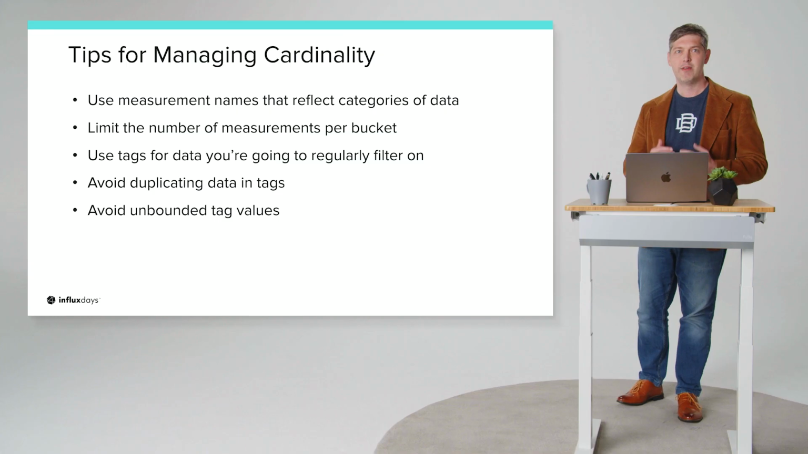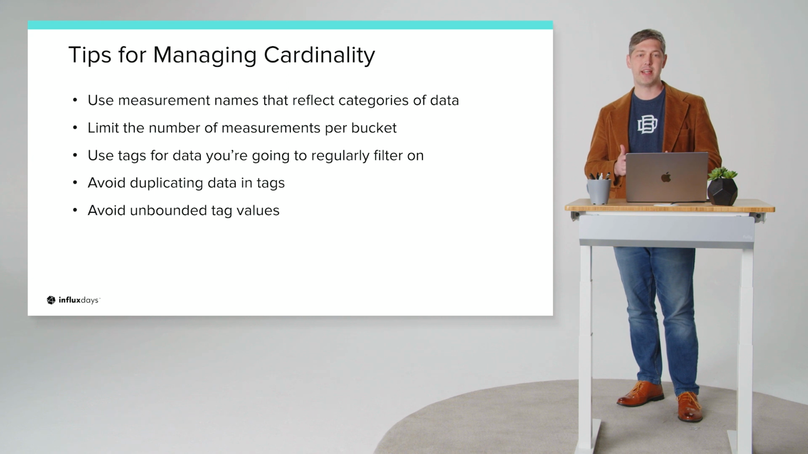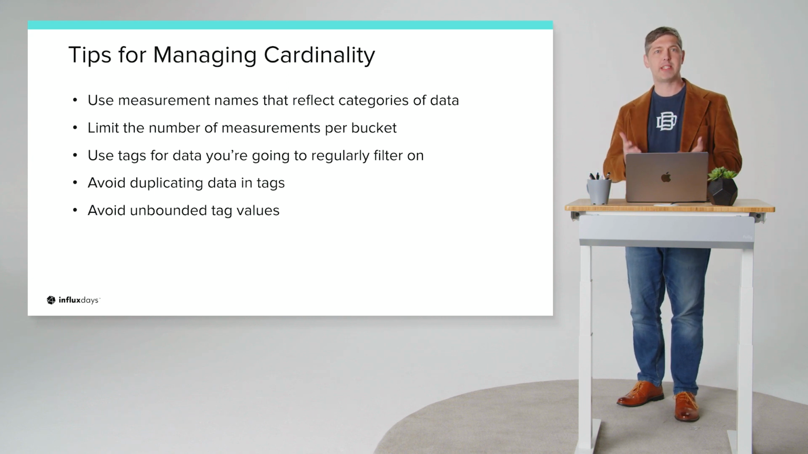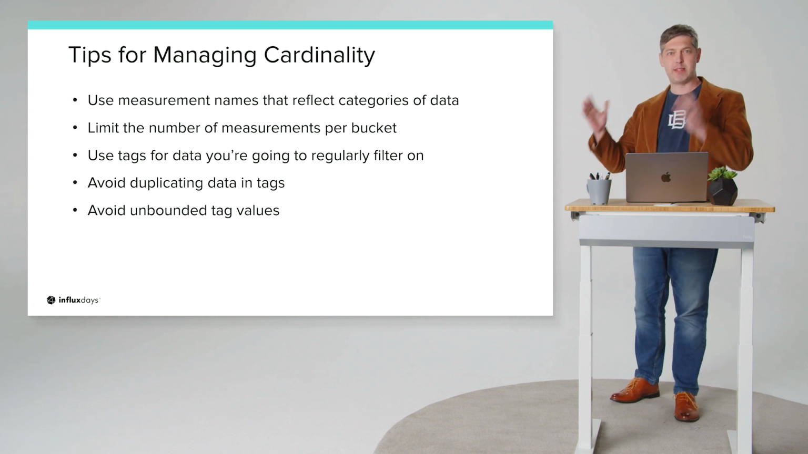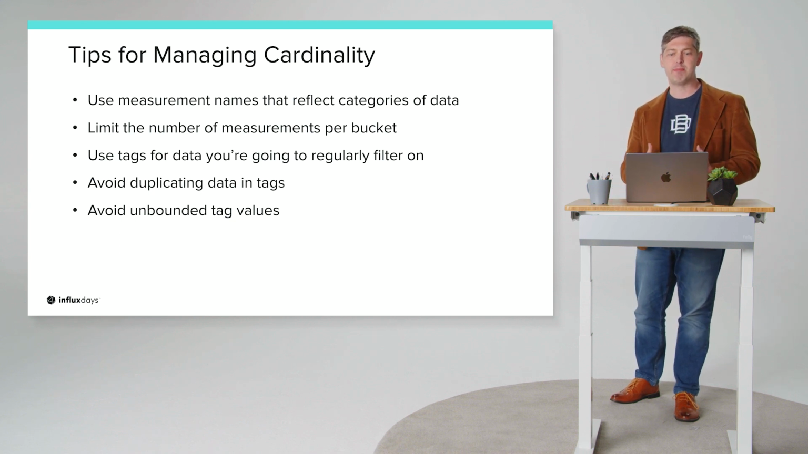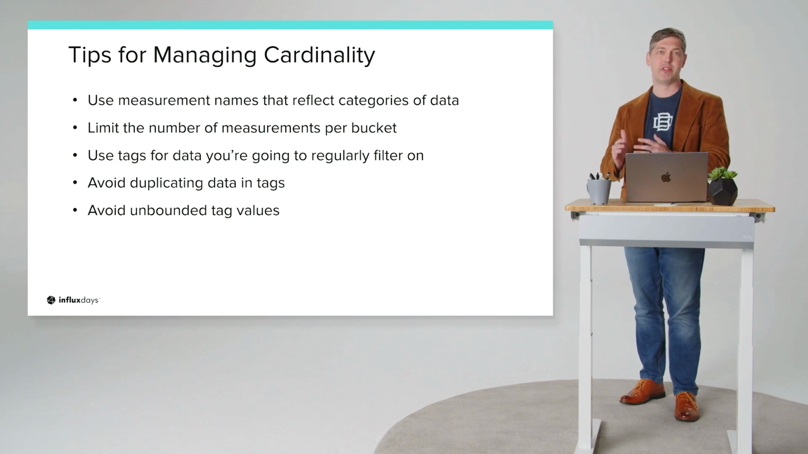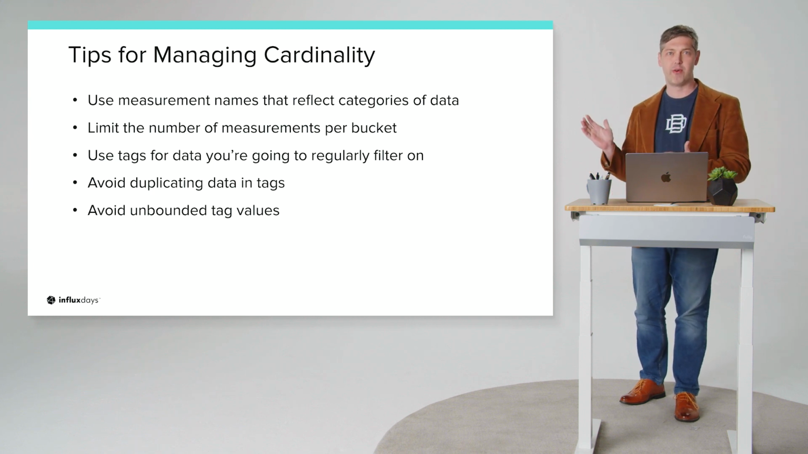So here are some tips for managing your cardinality. First of all, use a measurement name that reflects the category of your data. So things like atmospheric data or a specific factory that you're monitoring. What you don't want is a measurement name that's too specific, like the name of a specific device or air temperature, where you're only going to collect temperature and no other fields.